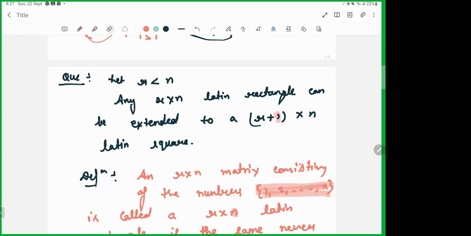That would only be a Latin square if r plus 1 equals n, no? Then, means we can do it inductively: if you do it for r plus 1, then you can follow this inductive argument up to n. That is what this problem is saying.